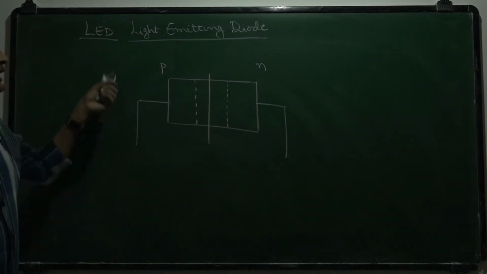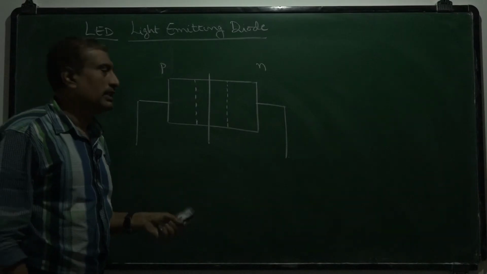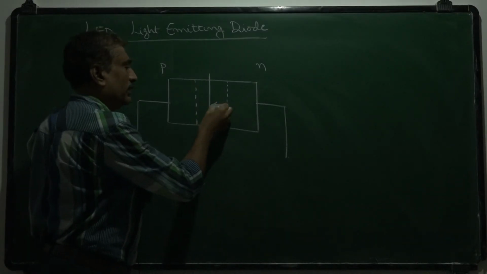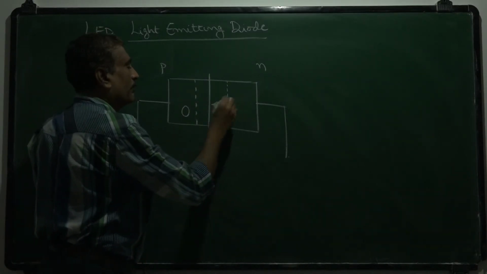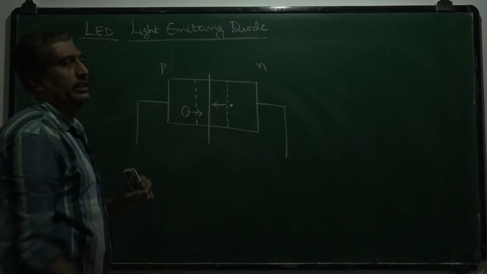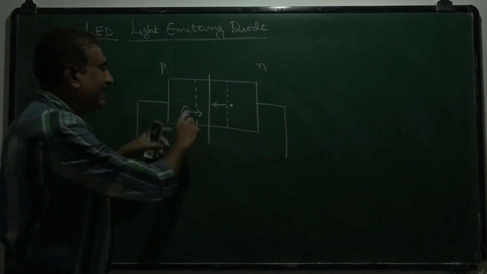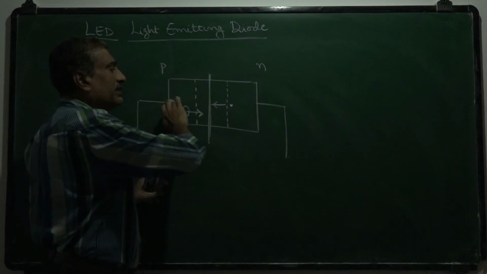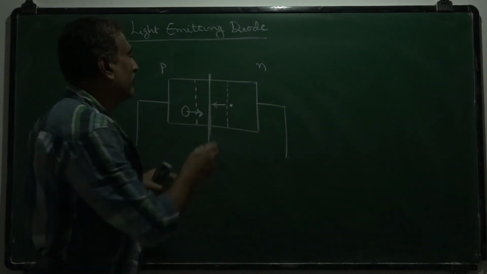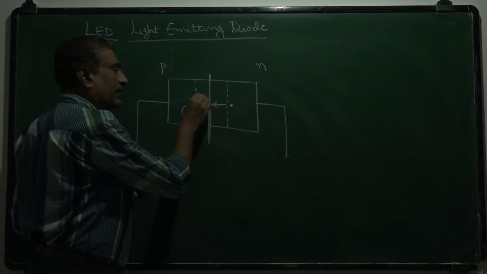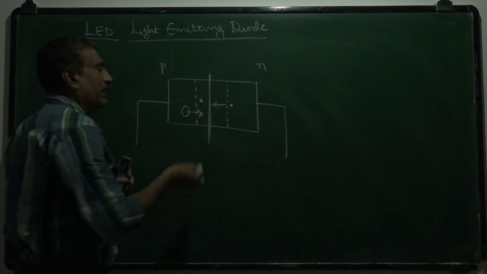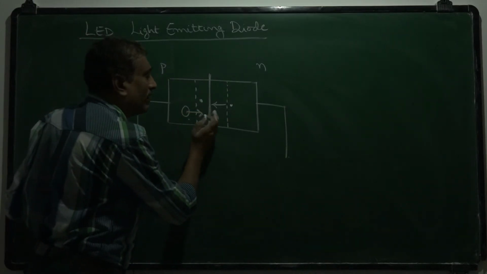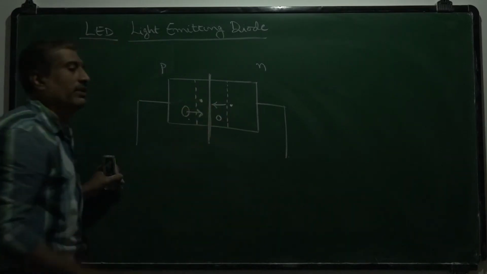But in the case of LED, what happens is, the electrons which are majority carriers in the N type diffuse towards this P region, and the holes which are majority carriers of the P region diffuse towards the N region. When they cross the junction, they become minority carriers. The electron entering the P region becomes a minority carrier, and the hole entering the N region becomes a minority carrier.